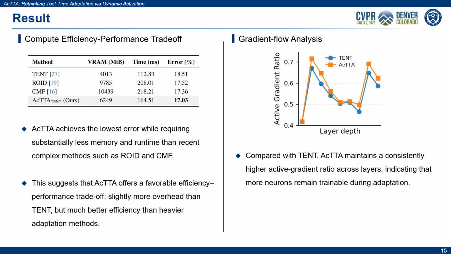AcTTA reaches the lowest error while using far less memory and runtime than heavy methods like ROID and CMF, and also improved gradient flow during adaptation.